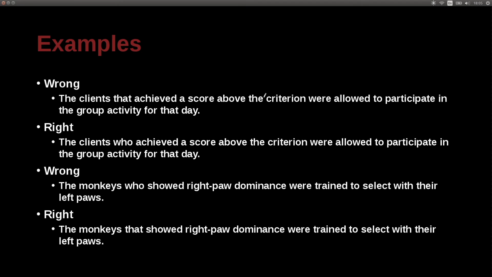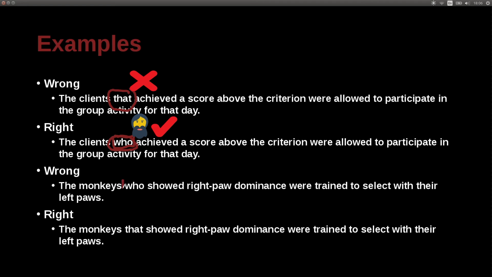The clients that achieved a score above the criterion were allowed to participate in the group activity for that day. The clients who achieved a score above the criterion were allowed to participate in the group activity for that day. So this idea of the clients that and the clients who. Because we're talking about these people, we use the who rather than things that do something. Or actually, things never do anything, do they? Rather than things.